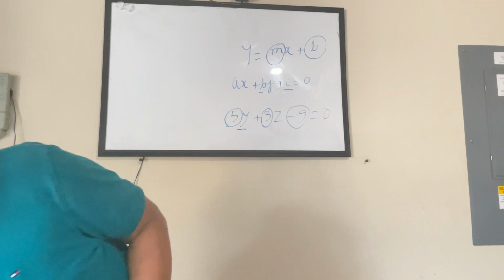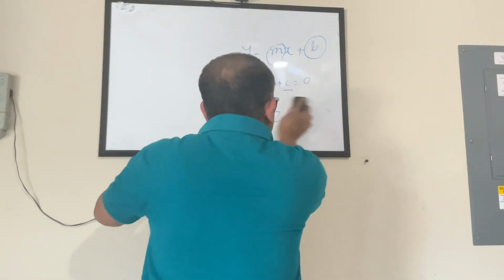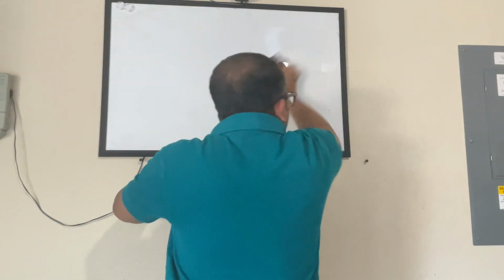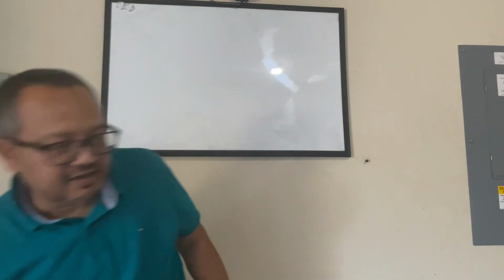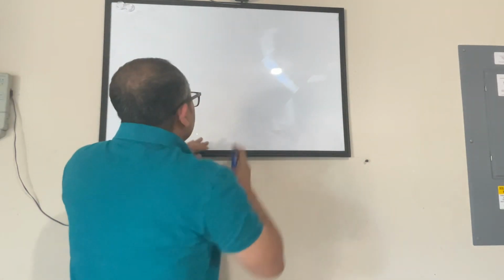So when you talk about slope intercept form, or don't talk about it, talk about a straight line. Let's say I have a graph.